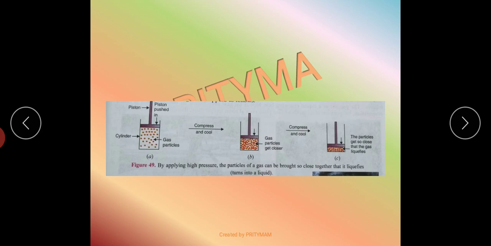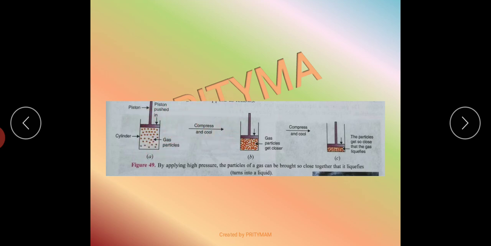Students, you can see over here is a picture of what happens when we apply high pressure. You can see in this first figure that the gas particles are in a cylinder, and this is the piston. When we push the piston inside this way, we can see that the gas gets compressed and it gets cooled.